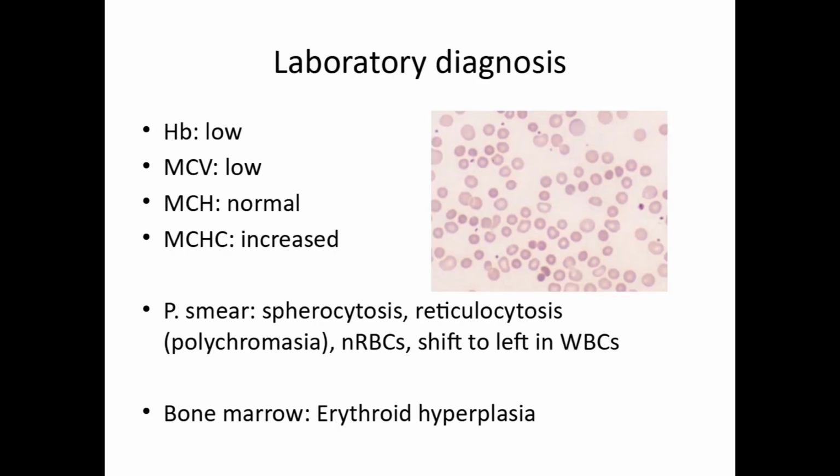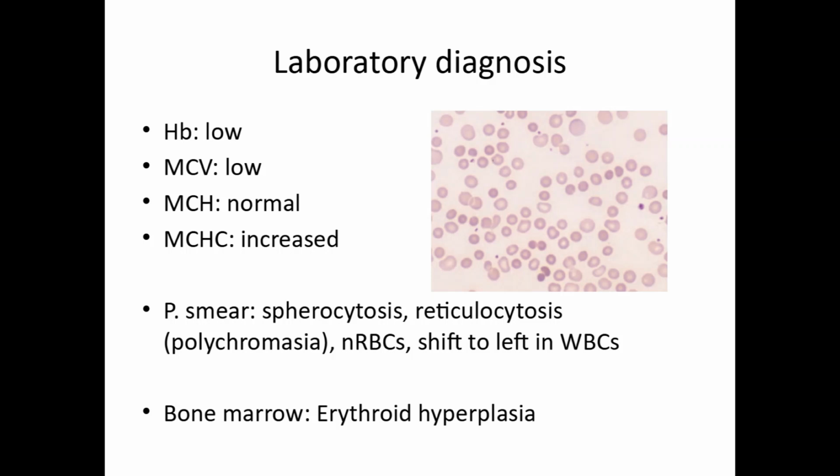Coming to the laboratory diagnosis of hereditary spherocytosis, it's a type of hemolytic anemia, specifically an intrinsic type of hemolytic anemia wherein the type of hemolysis is extravascular. When I call hereditary spherocytosis an intrinsic type of anemia, what I mean to say is the defect is in the RBC itself. However, the site of hemolysis is the spleen, so it is an extravascular type of hemolysis.